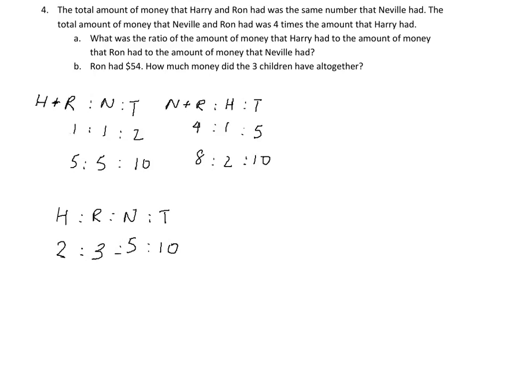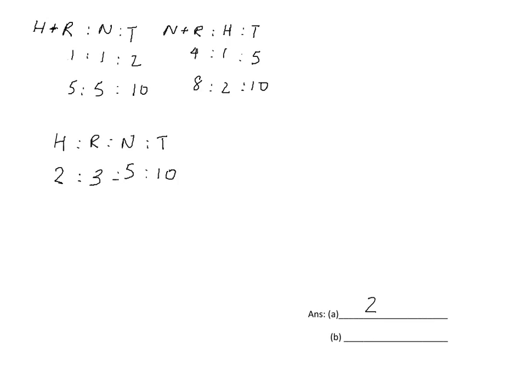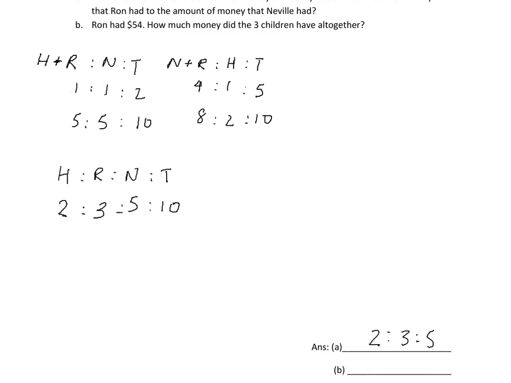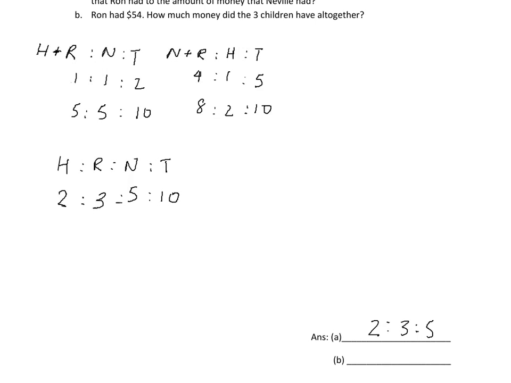So now we know that the first part is 2:3:5. Now I need to solve my second part. So what is the question asking for? Ron had $54. How much did the 3 children have altogether? Okay, now I want someone to form the equation for me. Colin.